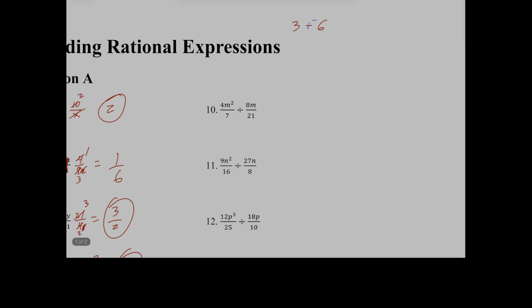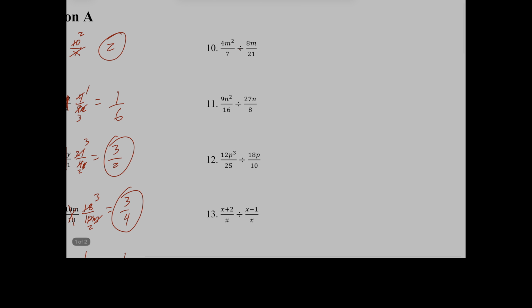Now I'm looking at the a's. I have 3 a's on top, 1 a on the bottom. That'll cancel out to 2 a's on top. So I'm also looking at these 3's. Look, cancel, cancel. I can do that. I get a squared over 2. Okay, let's go on to number 10. Multiply and flip.